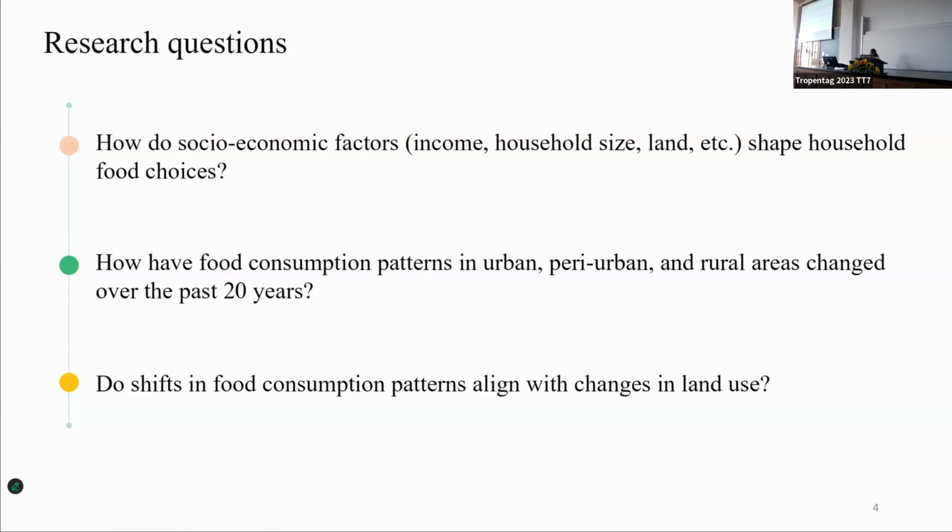So it started with an attempt at framing three research questions. How do socioeconomic factors, mainly the income, household size of a family, and the land, shape the household food choices? And how have the household food consumption patterns in peri-urban, urban, and rural areas changed over the past 20 years? And does this shift in the food consumption pattern link with the land use?